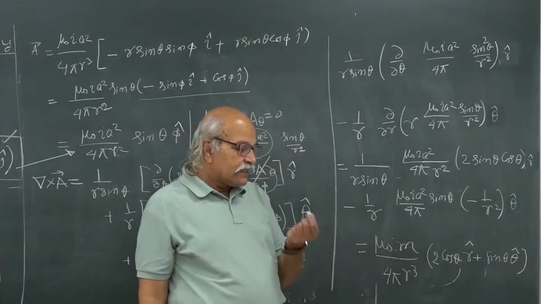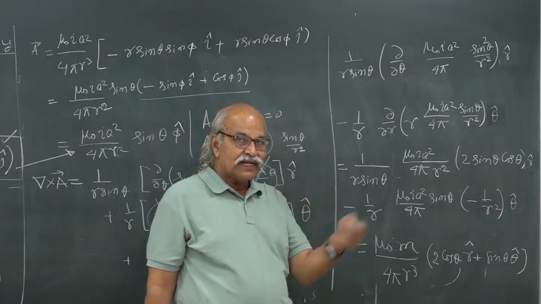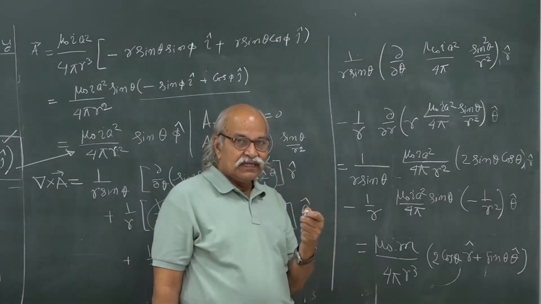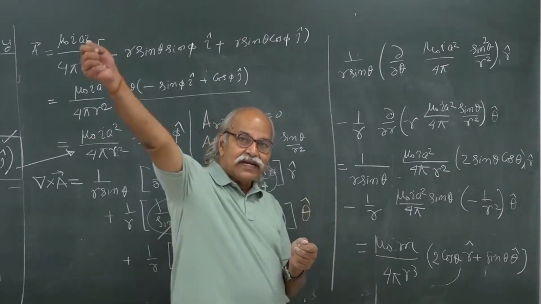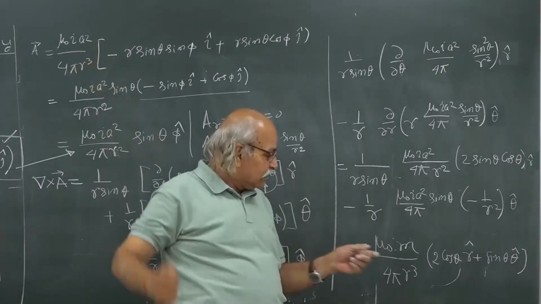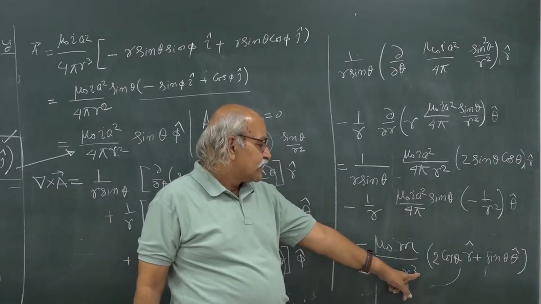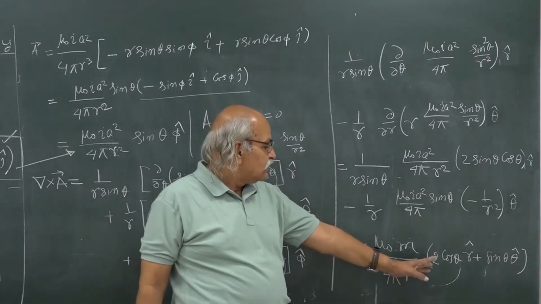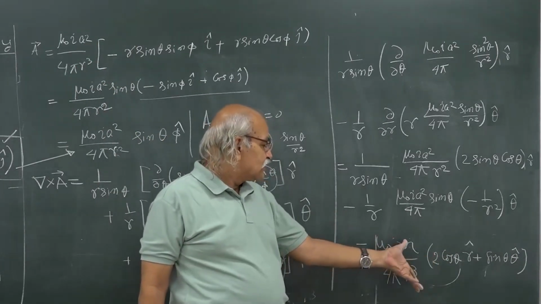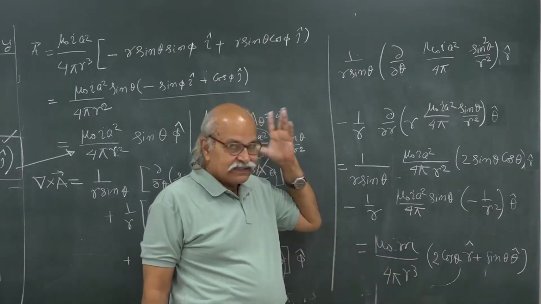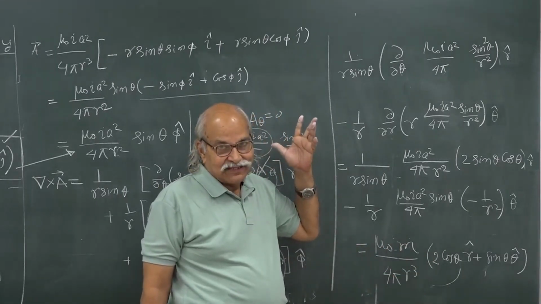So for a current loop, the magnetic field at any point far away from the loop is given by this, if we are using proper spherical coordinates. So this formula is very useful. I quite often use this, and such need arises frequently. So, that is all for this.